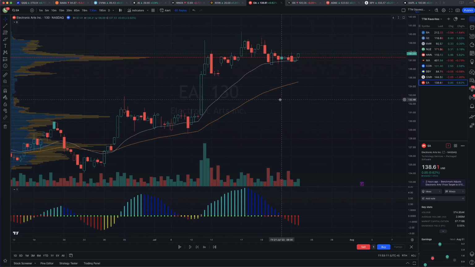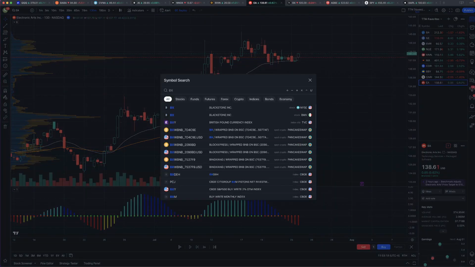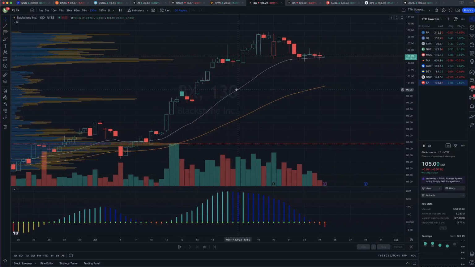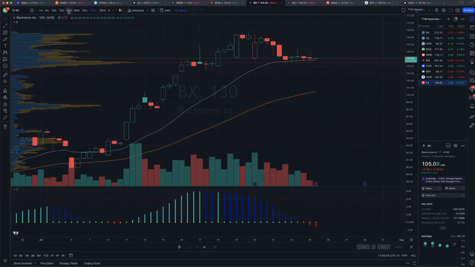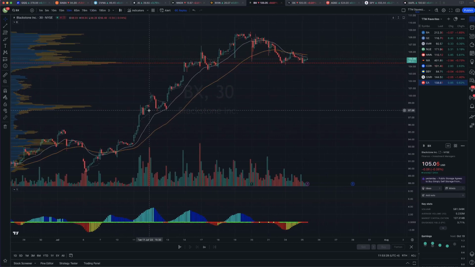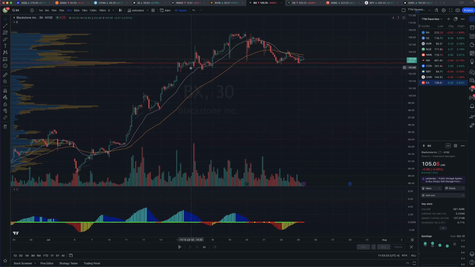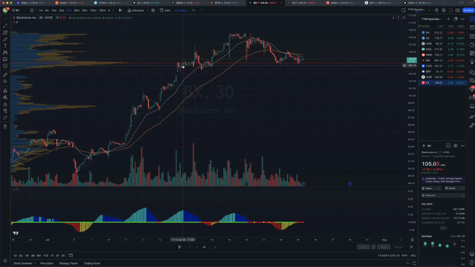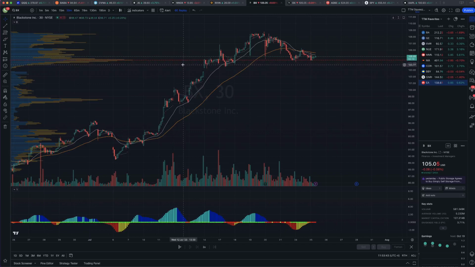Okay. So let's go to BX. BX on the 30-minute chart. Not exactly the bird pattern, right? But we are consolidating right here at this point of control, and the bulk of our volume profile is above this line.